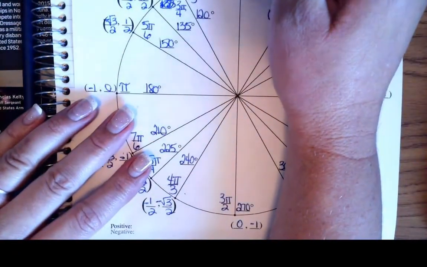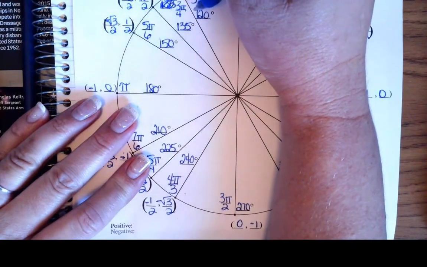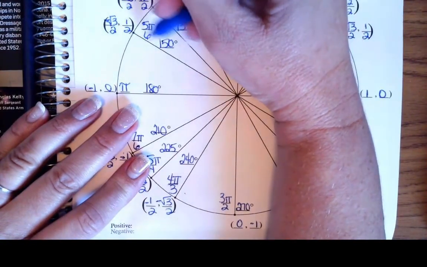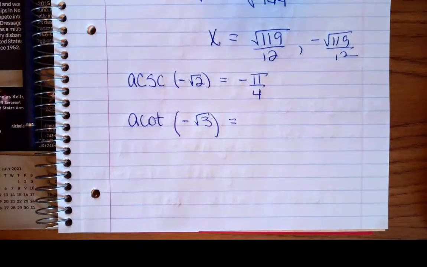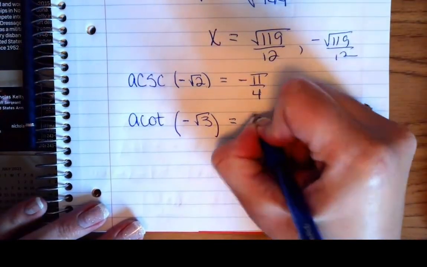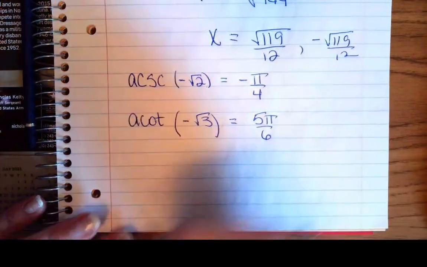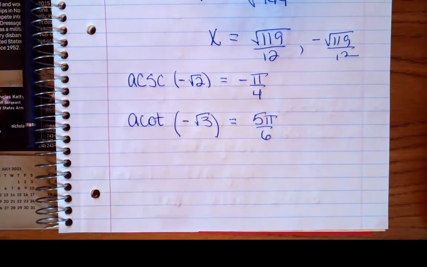So this is going to be 0. This is going to be root 3 over 3. This is 1. And this is negative root 3. So I'm at 5 pi over 6. I don't have to do any addition or subtraction because I am within quadrants 1 and 2.